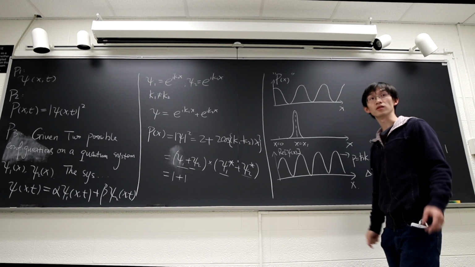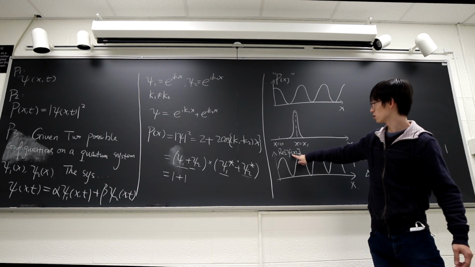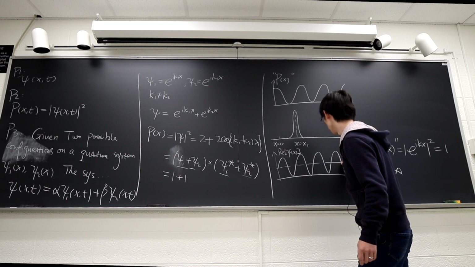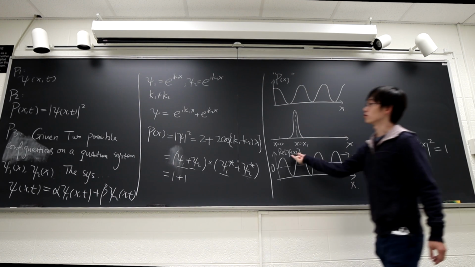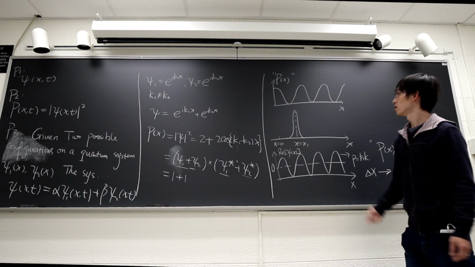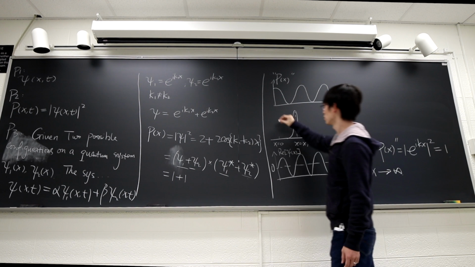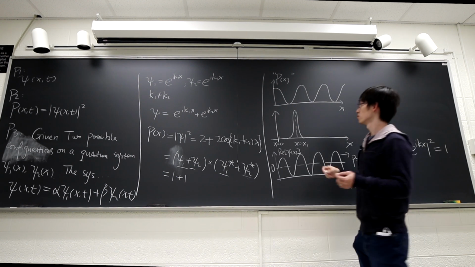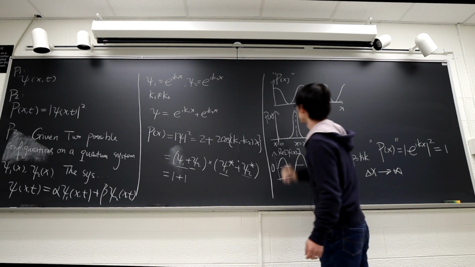Yes, this is the real part of psi of x. Let's put it this way: let's say this is 0. Is it a probability? No, it's just showing cosine. Is the top one a probability? That depends on how you define it. Their images are the same, but let's simply say it's a probability.